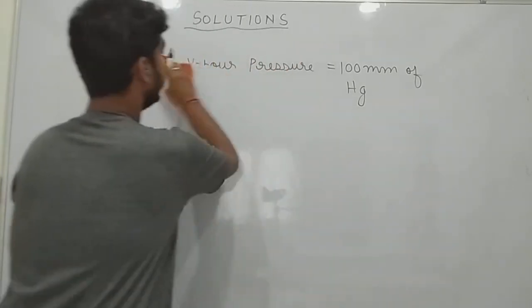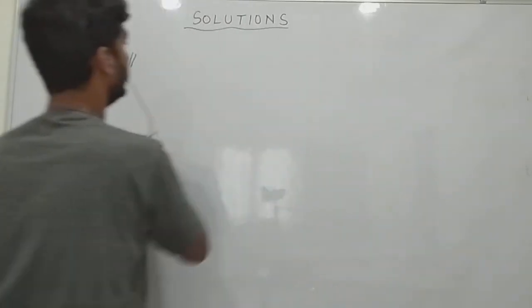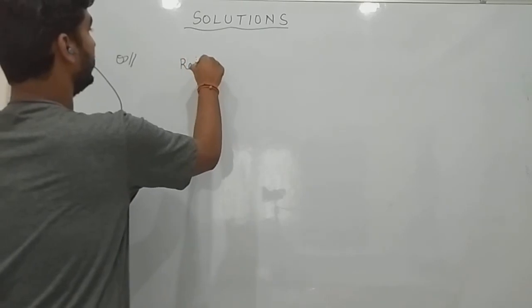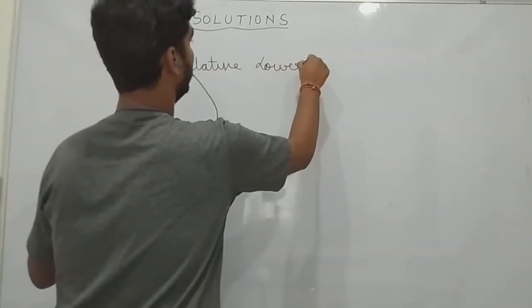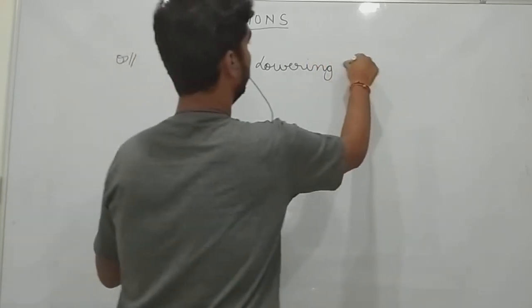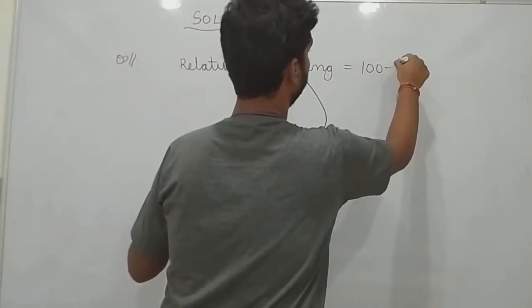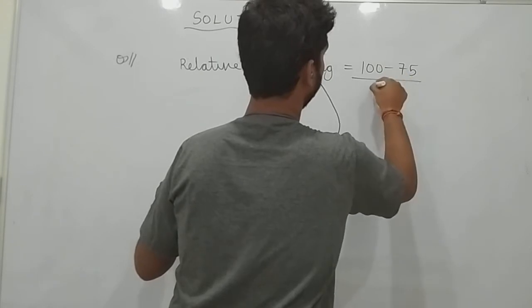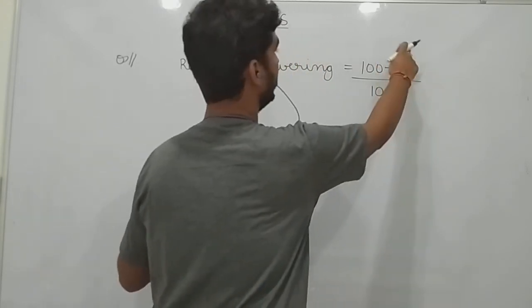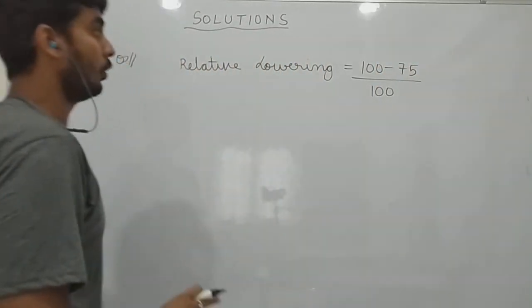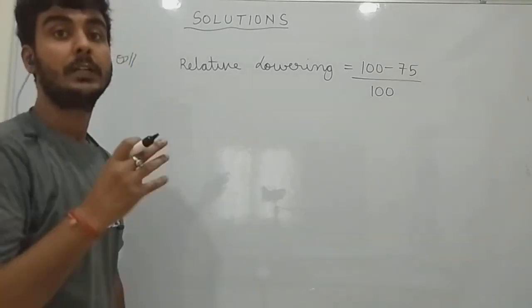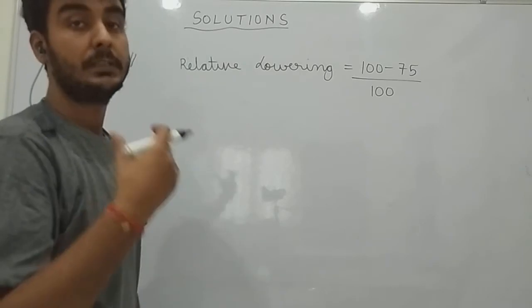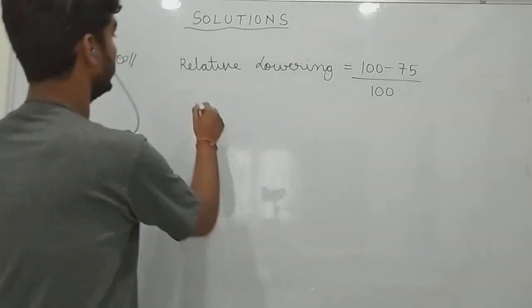So let us write that. Relative lowering will be 100 minus 75 divided by 100, which is P0 minus Ps divided by P0. This relative lowering in vapor pressure will be equal to the mole fraction of solute, which is urea.